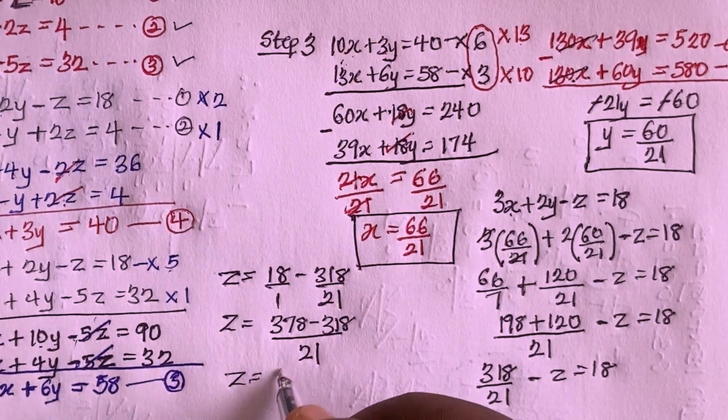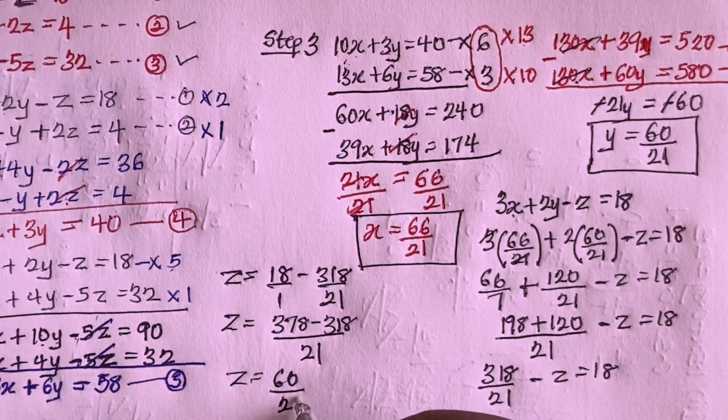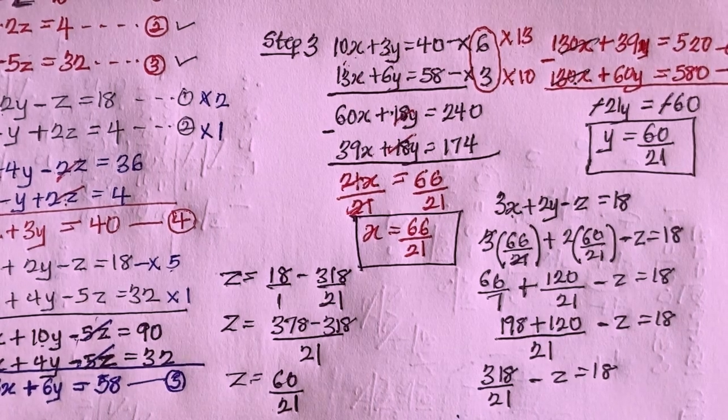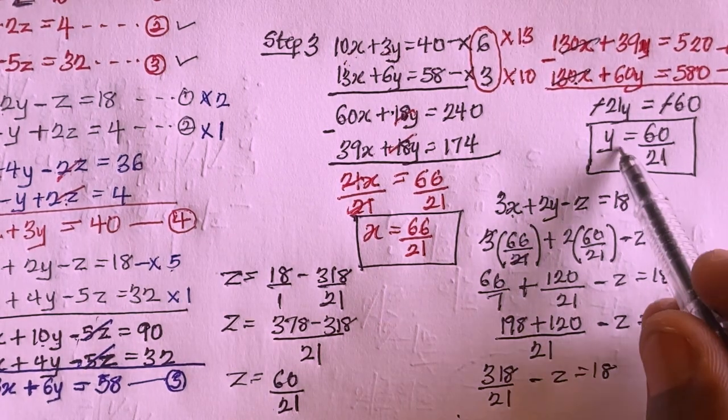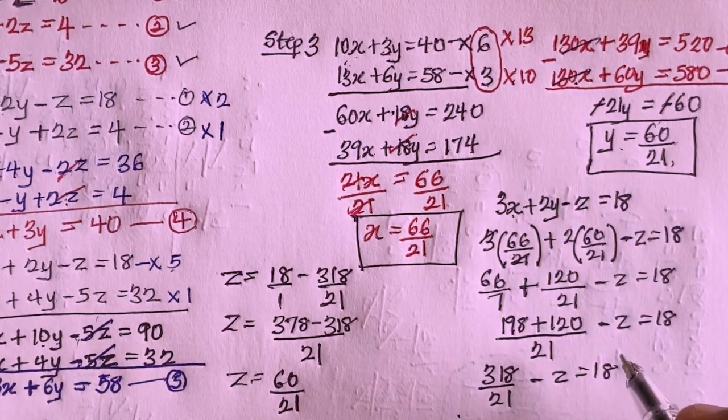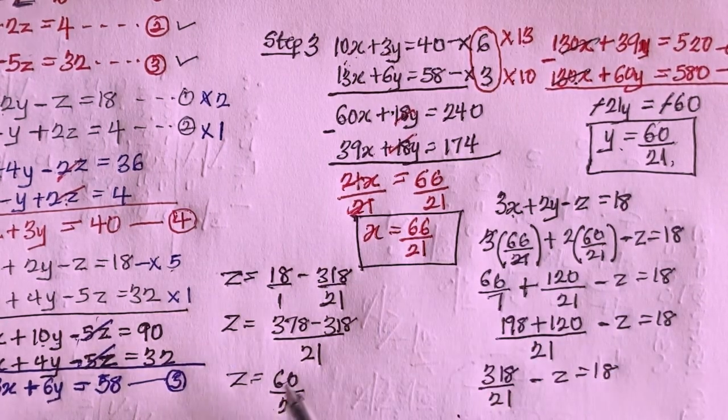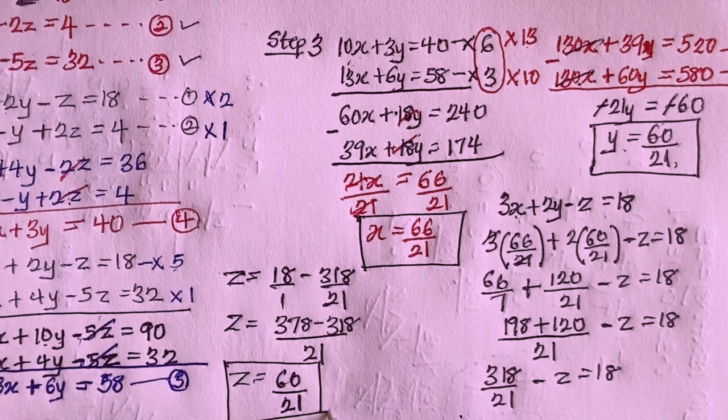So here I'm going to have what? 60 divided by what? 21. So as you can see, y is 60 divided by 21, x is actually 66 divided by 21, and z is actually 60 divided by 21.